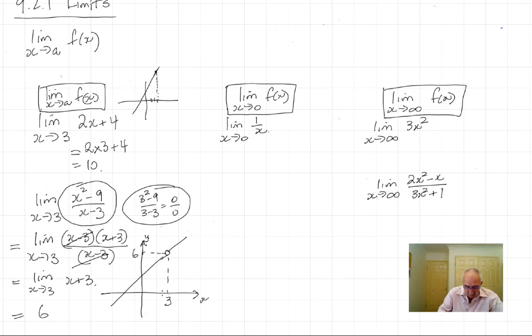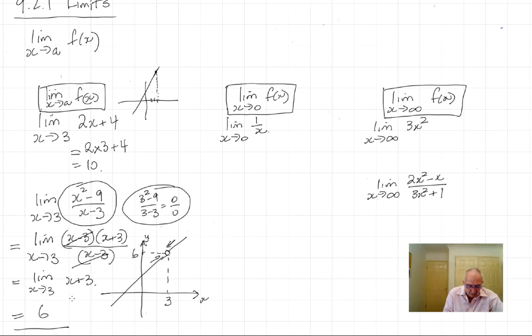And if you put x equals 2.9999 on your calculator into this, you'll find that you'll get 5.9999 something. And if you put a value just greater than 3, 3.0001 in there, and calculate, you'll get 6.0001. So you can see that as you come from that side and as you come from that side, you are approaching the value 6.